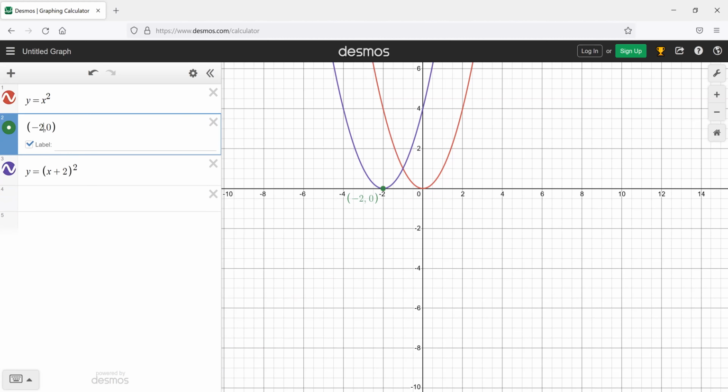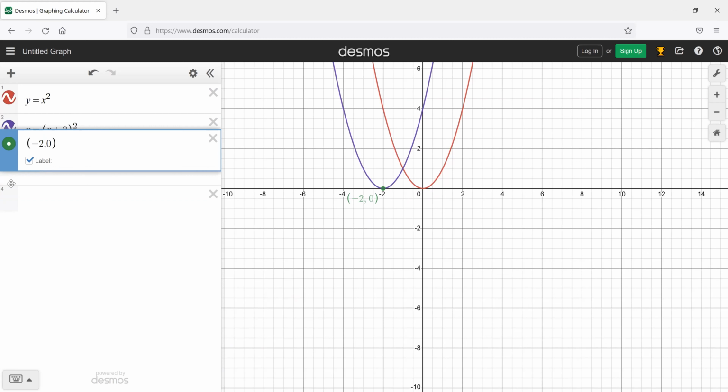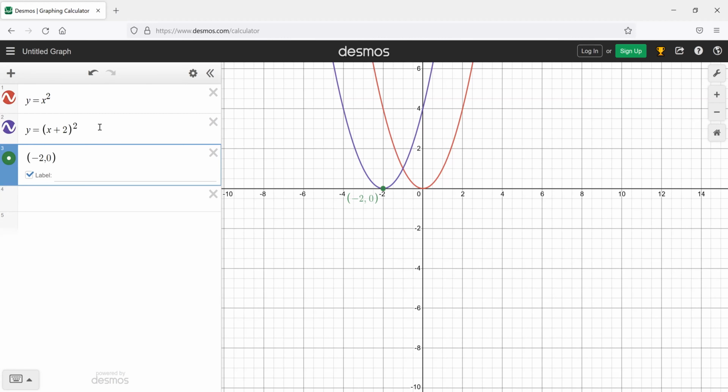The new vertex is now -2 and 0. Okay. So do you see how that moved, that corresponds to that? Maybe let's move this down here. Okay, then, boom.